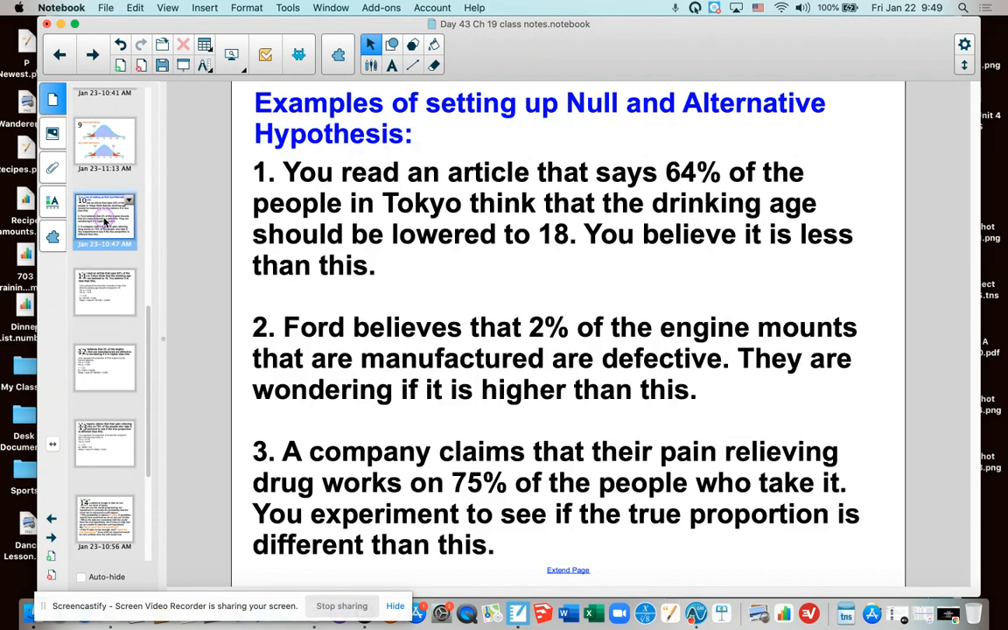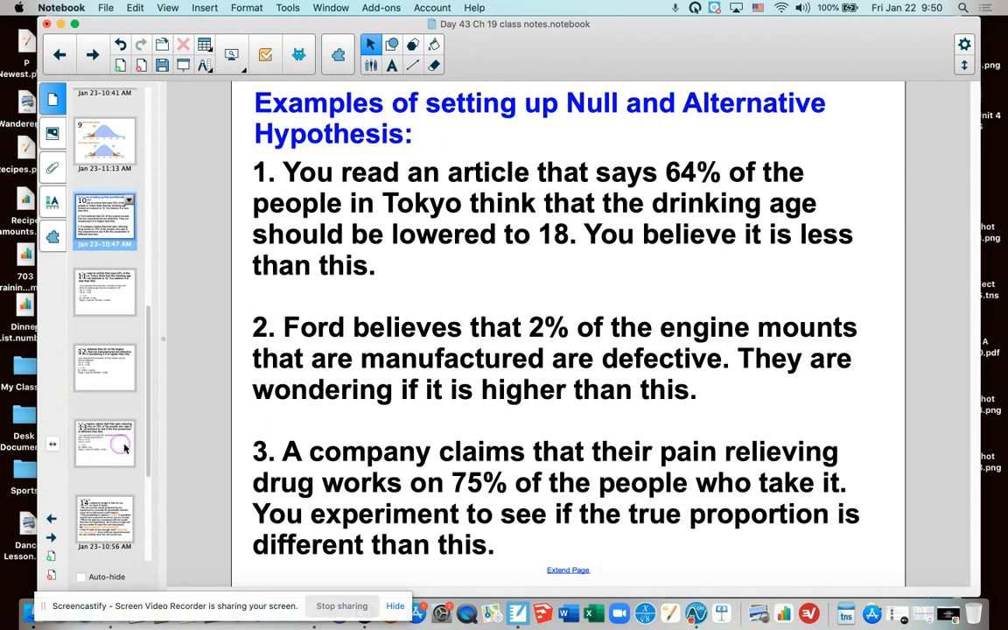Okay, here's another one. A company claims that their pain relieving drug works on 75% of the people who take it. You experiment to see if the true proportion is different than this. Now notice the wording here. I did this on purpose, of course. This one is less than. This one's higher than, so that's greater than. And then this one just says it's different than this. So if you see that, that should tip you off that it's a not equal situation. It's not greater than or less than. It's just not equal. All right, so set that one up if you wish. Pause the video, and I'll give you the answer in a second.